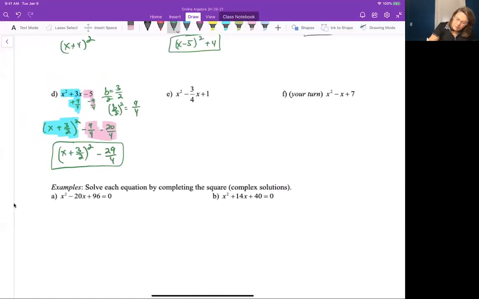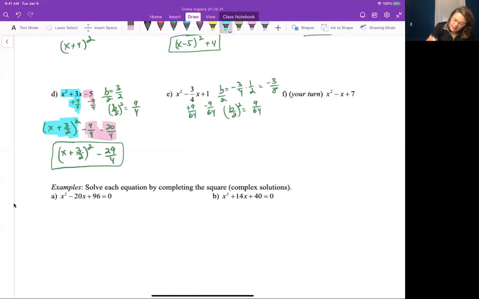Okay. What is b? b is equal to -3/4. b over 2. So I have to multiply that times 1/2. That will be -3 over 8. b over 2 squared equals positive 9 over 64. I have to add 9 over 64 and subtract 9 over 64.